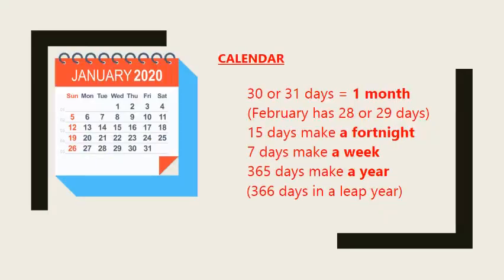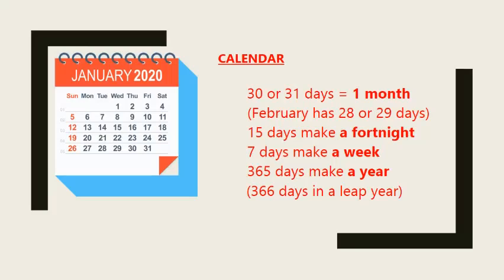Can you tell me how many days make a month? Right, 30 or 31 days. But February is the month which has 28 or 29 days. Children, when does February have 29 days? Very good. When it is a leap year, February will have 29 days. A leap year comes after every 4 years.